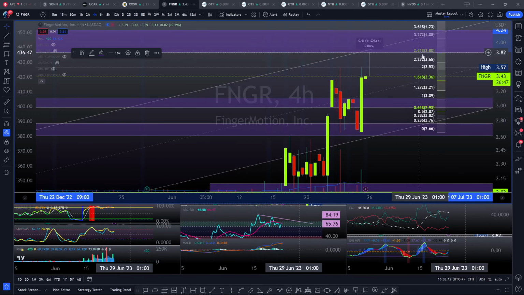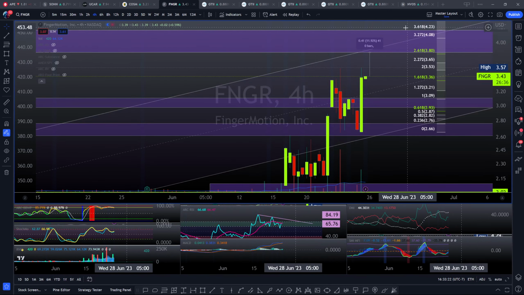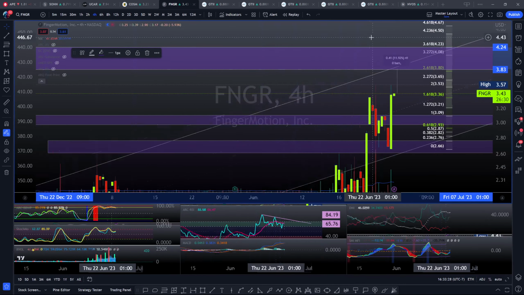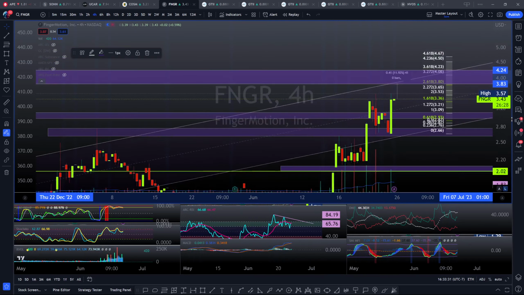Right, 383. We have the 2.618 at 380. Currently, we're closing right upside of the 1.618. Naturally, we're making that a support, right? And right up here, we're looking at 423. Guess what? 423 or 424. Look at 423. We are geometrically in line. So I'm still bullish this asset.